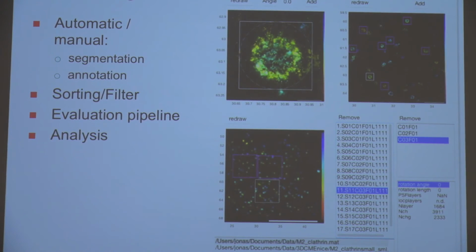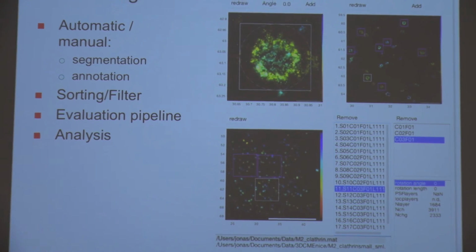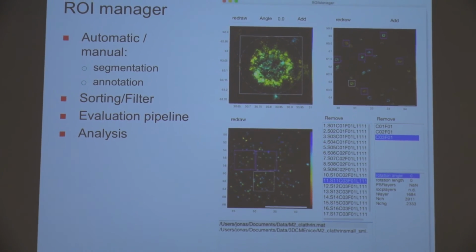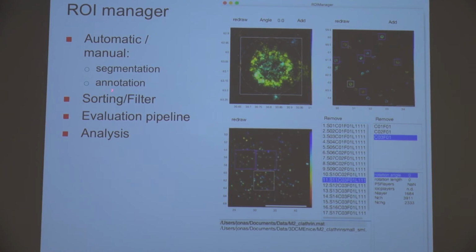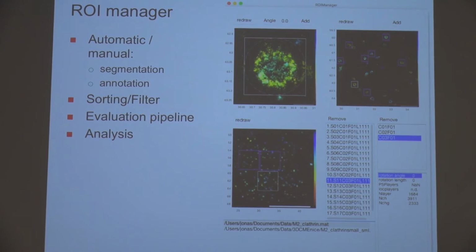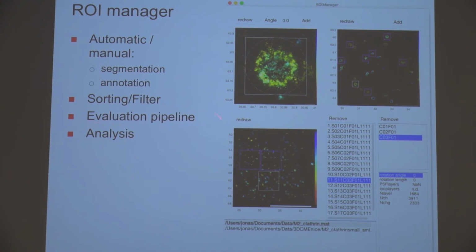Another quite nice plugin which we really use a lot is the so-called ROI manager, which can automatically or manually segment your data set into regions of interest. You can annotate them, also automatically or manually sort them, filter them, and then pass all these regions through an analysis pipeline. And finally, do a global analysis on all your data. If you come to my talk tomorrow, most of what I'm showing there was analyzed using this ROI manager.